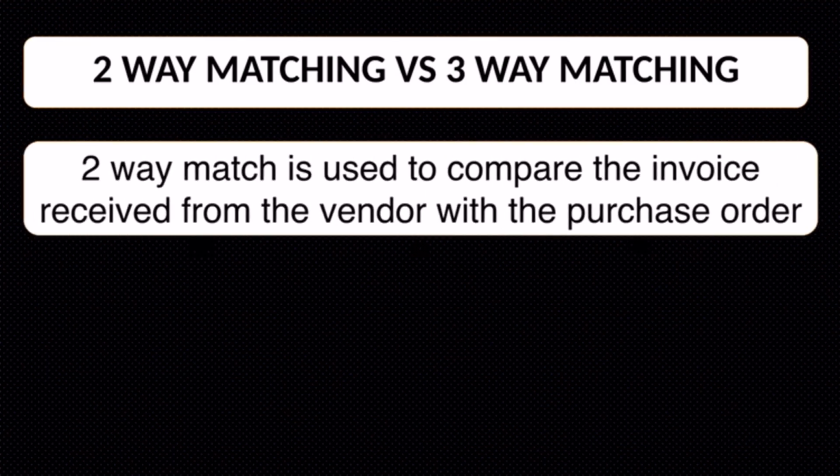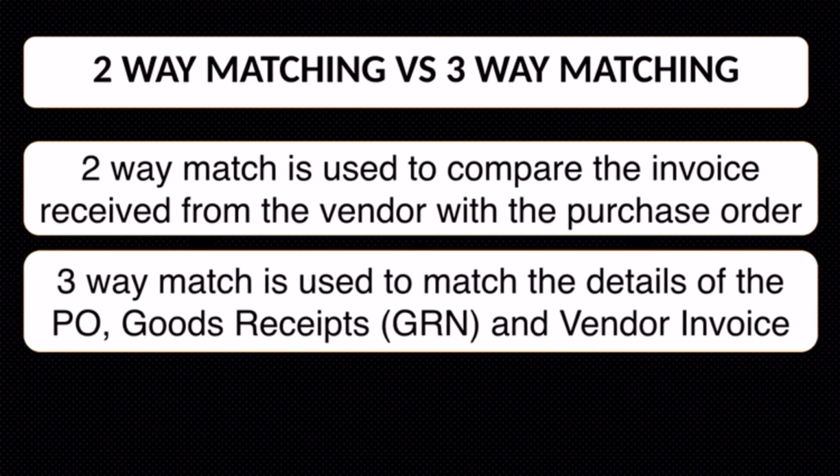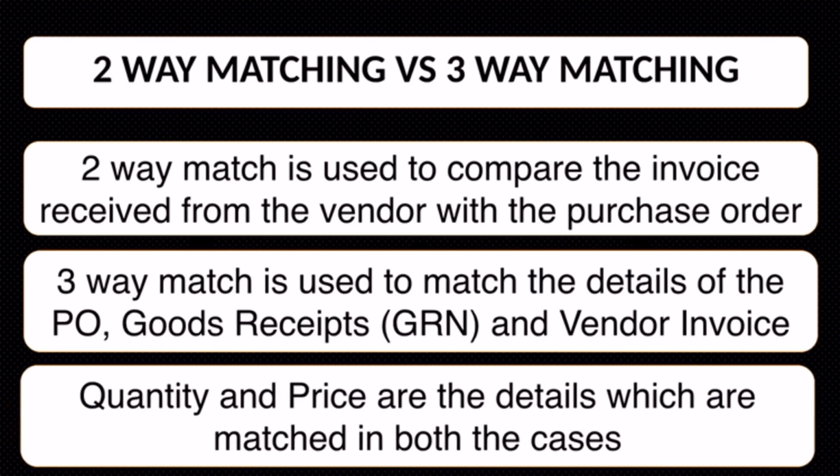Two-way matching versus three-way matching. Two-way match is used to compare the invoice received from the vendor with the purchase order. Three-way match is used to match the details of the PO, goods receipt or GRN, and vendor invoice. Quantity and price are the details which are matched in both the cases.